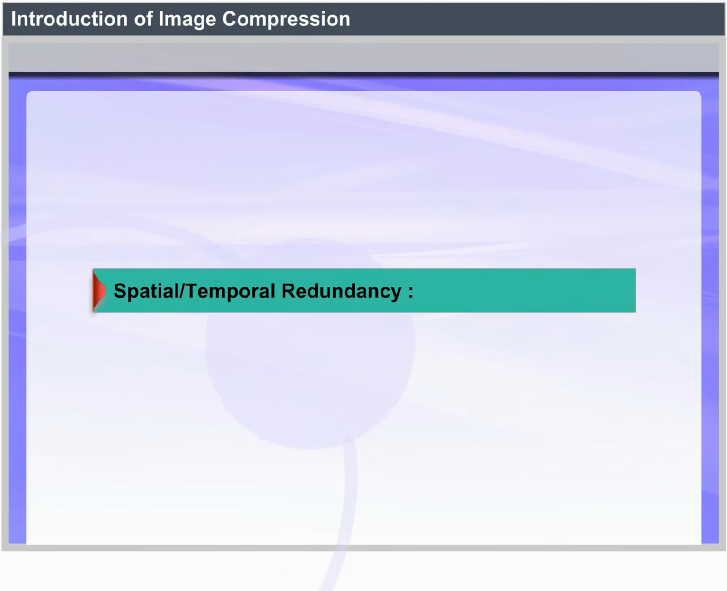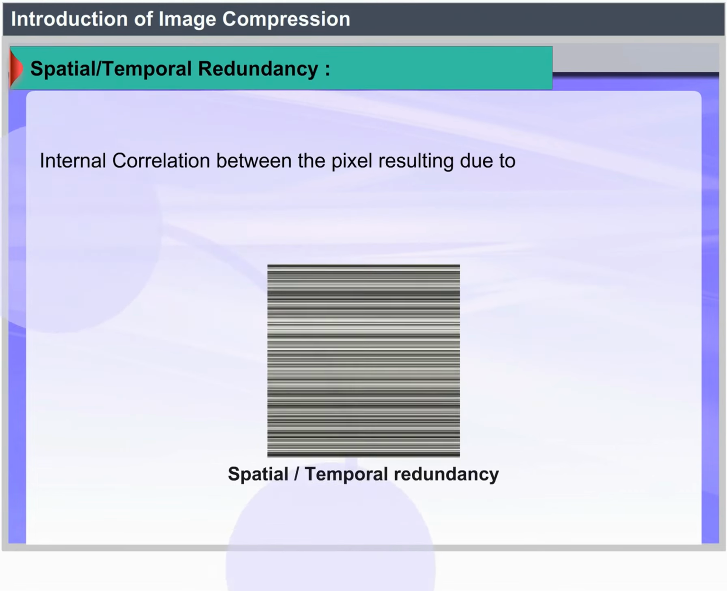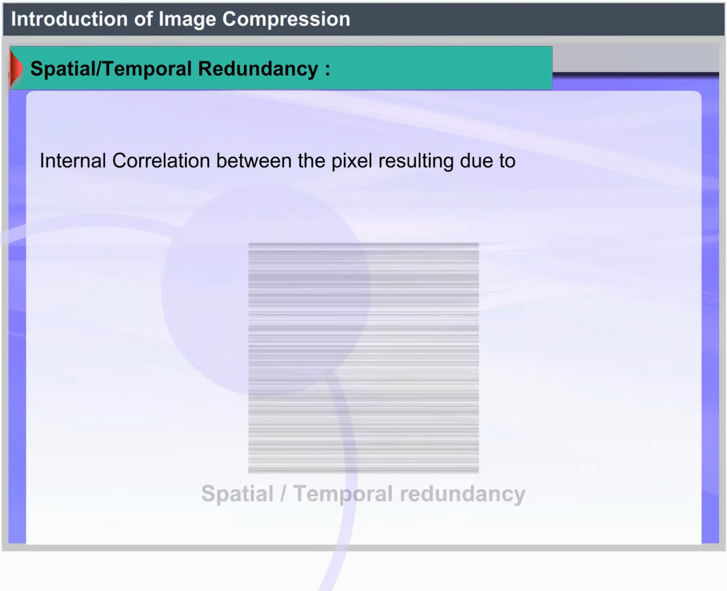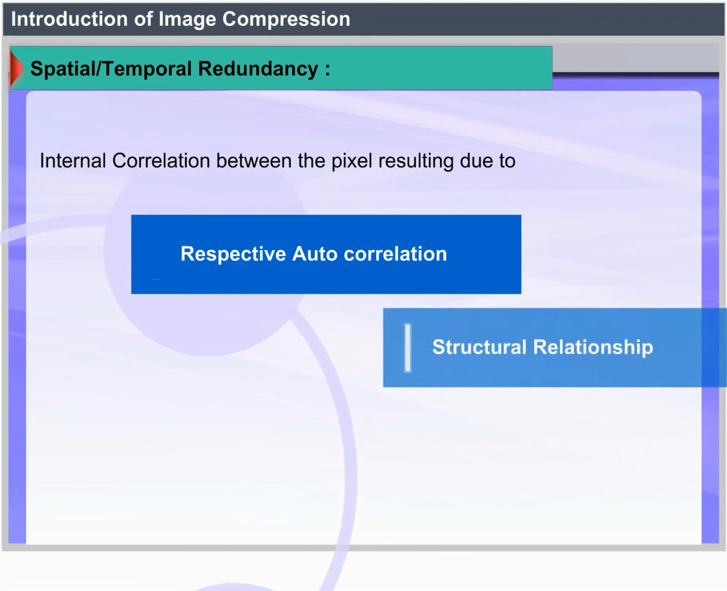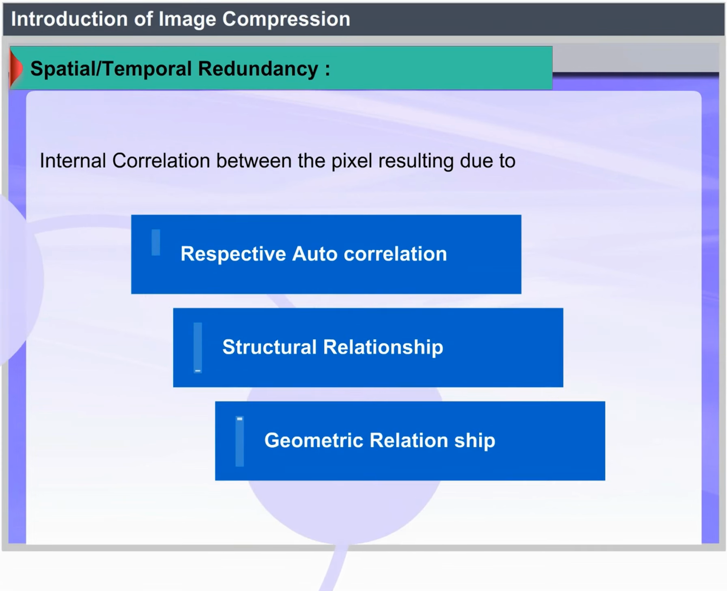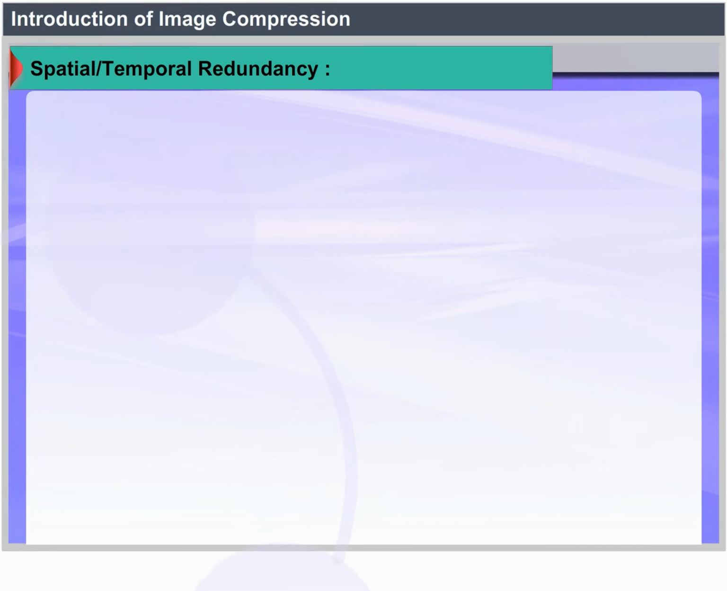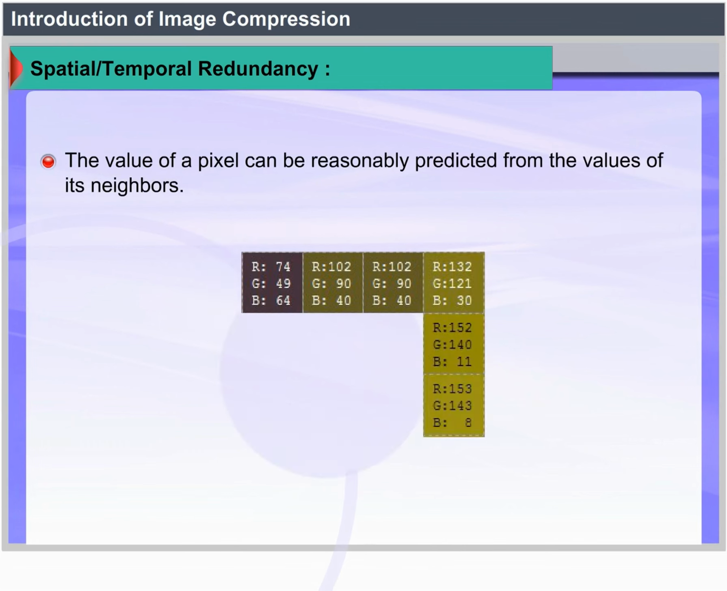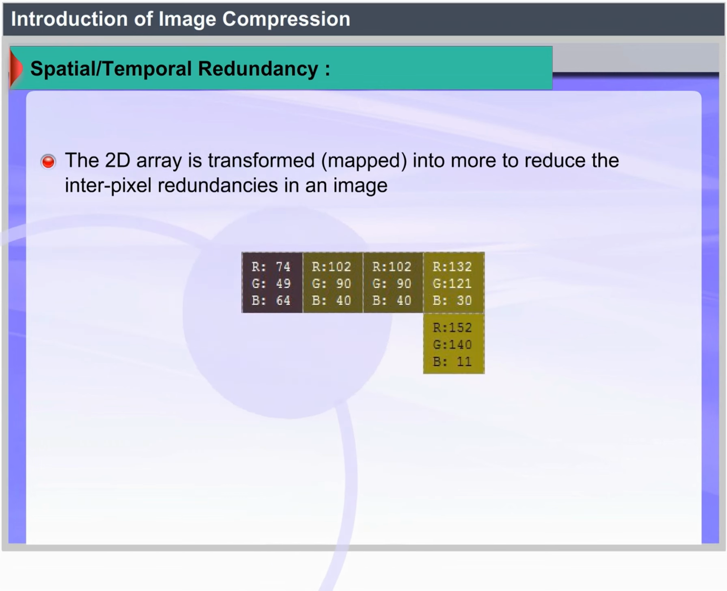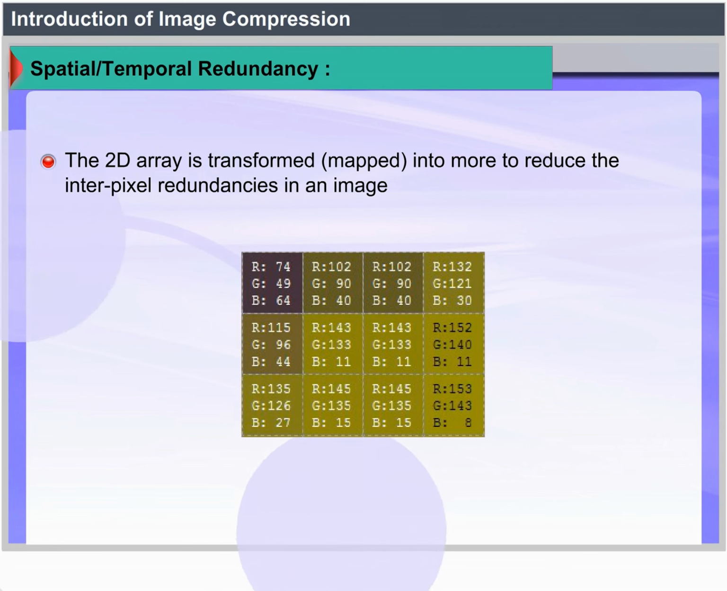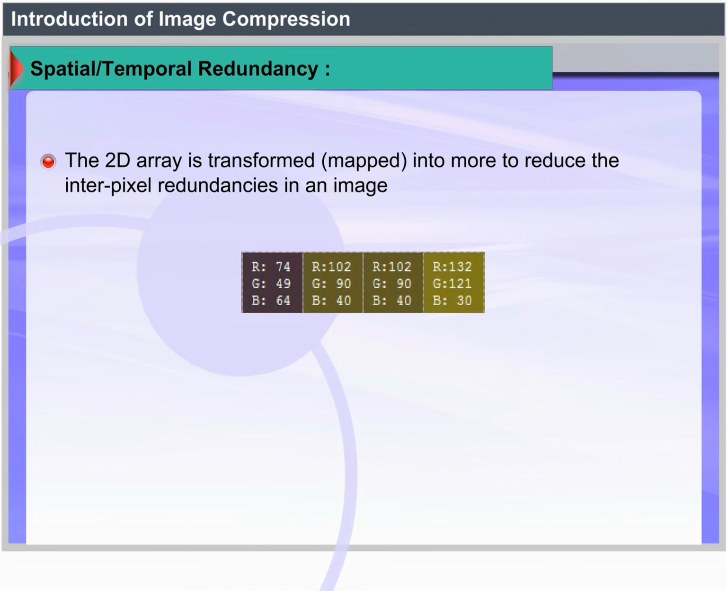Spatial or temporal redundancy. Internal correlation between pixels results from autocorrelation, structural relationships, and geometric relationships. The value of a pixel can be reasonably predicted from the values of its neighbors. To reduce the interpixel redundancies in an image, the 2D array is mapped.